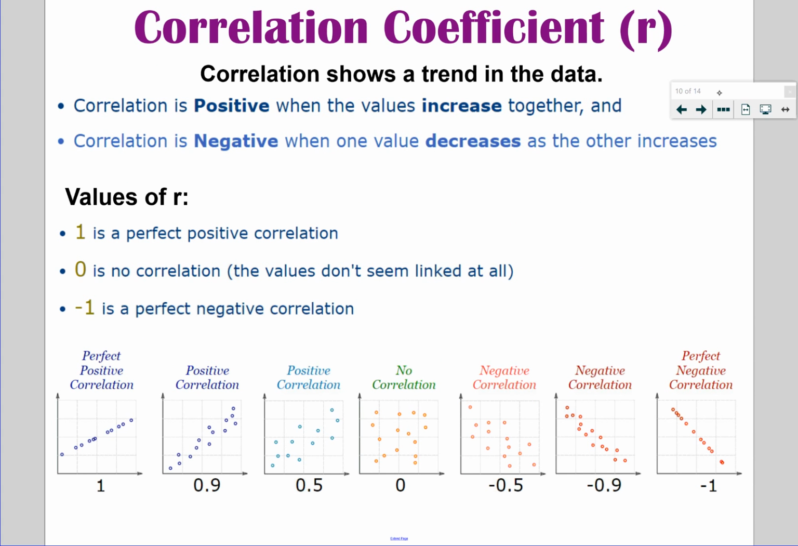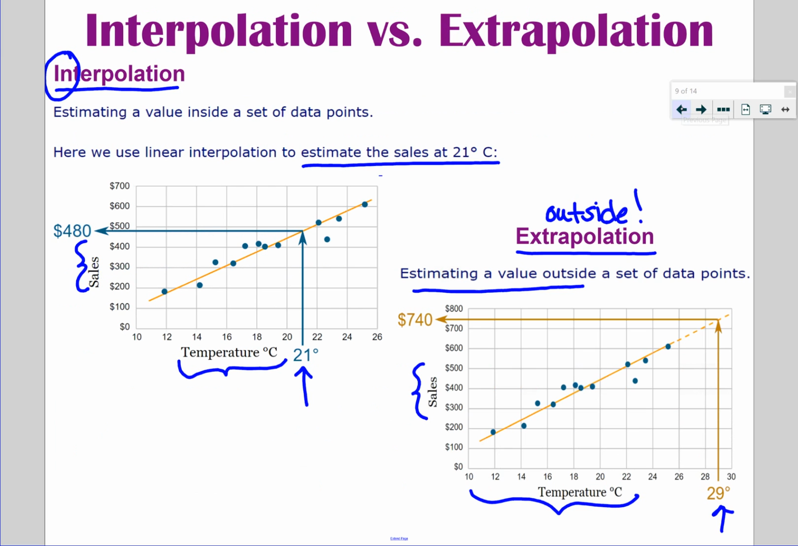Next, we're going to talk about, if we're analyzing data, correlation coefficient. This is an R value, and we'll talk about the different values that R could be. Correlation in general shows the trend of the data. So you are said to have a positive correlation when your data is going up, everything's increasing. You are said to have a negative correlation when your values are decreasing. So if we look back at some of this data, maybe the last example we had our Celsius and our sales, we would say that this graph has a positive correlation because as my temperature increases, my sales increase.